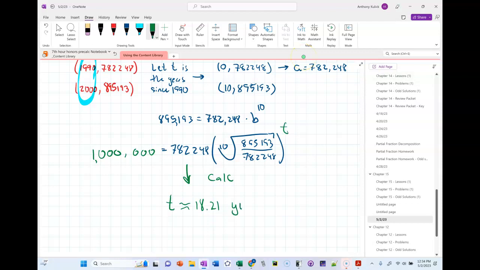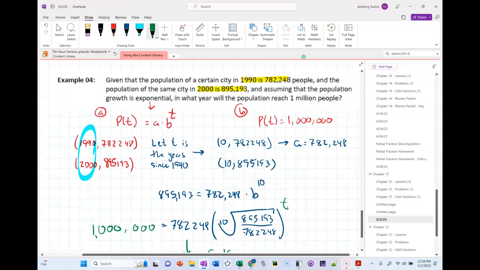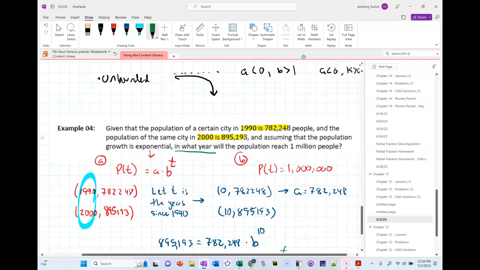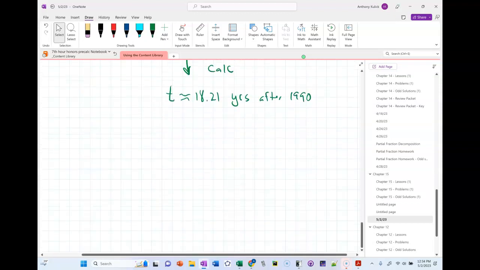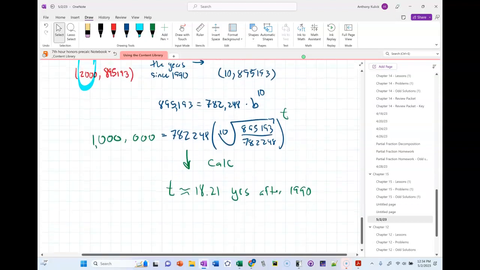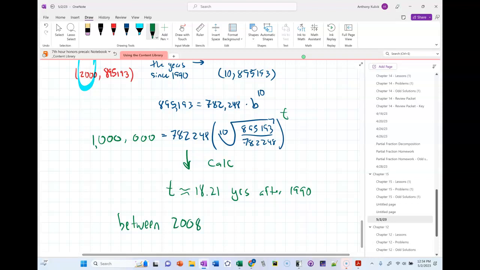And then that, remember our unit though is years after 1990, right? But that's not what the question asked, right? It says in what year will the population reach 1 million? So I would say between 2008 and 2009. Does everybody feel okay there? Okay.